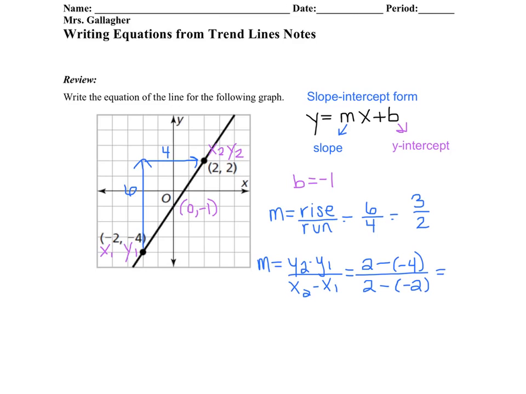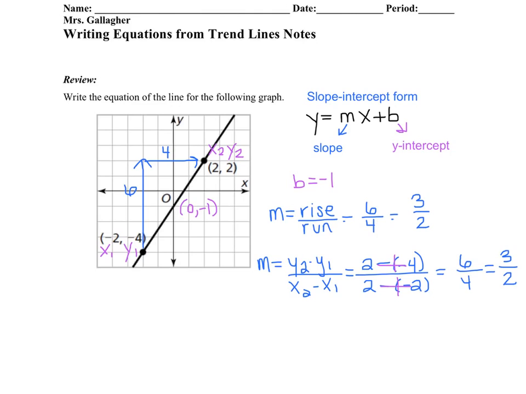So now we're going to solve 2 minus a -4. That becomes a plus sign. So you have 2 plus 4, which gives us 6. And then 2 minus a -2. Two negatives become a plus sign. So 2 plus 2 gives us 4. You want to ask yourself, can you simplify this? Yes, you can. 2 goes into both, so it's 3 over 2. Notice you got the same answer for your slope, no matter which method you chose to do.